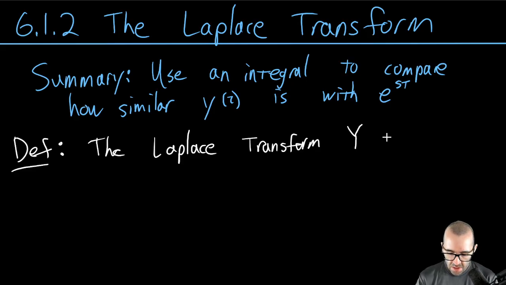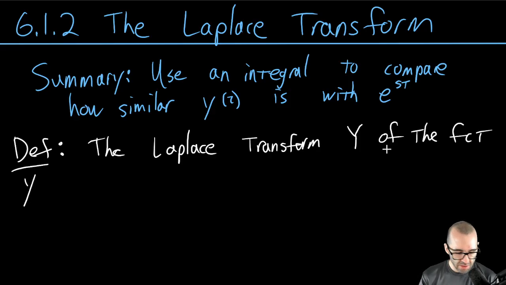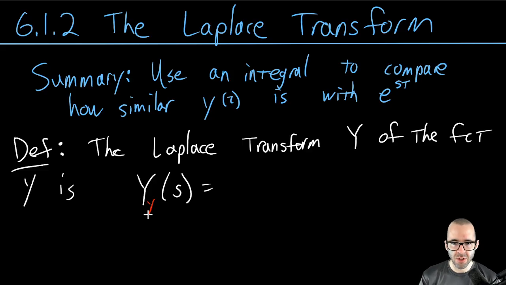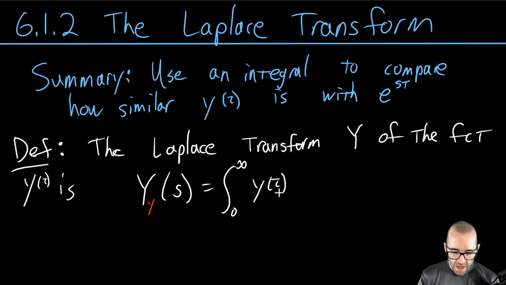Specifically, the Laplace transform of the function little y, we'll say little y is a function. The Laplace transform capital Y of the function little y is given by capital Y of s. So it's being applied to little y. If you wanted to think of it, you could have a subscript here for whatever your little y is. But it's a function of s. It takes a function of t, and it turns it into a function of s. And specifically what that function is going to be is the integral from 0 to infinity of y of t times e to the negative st dt, right?